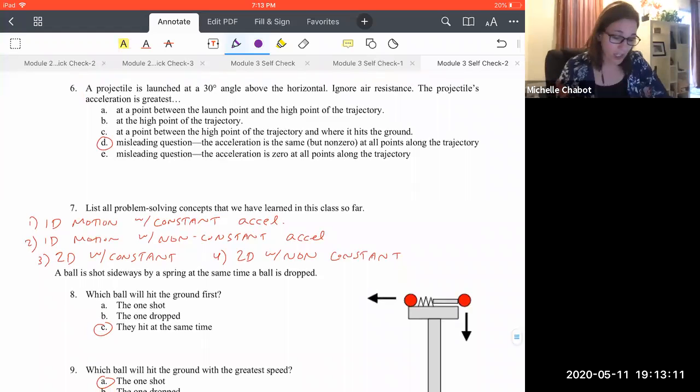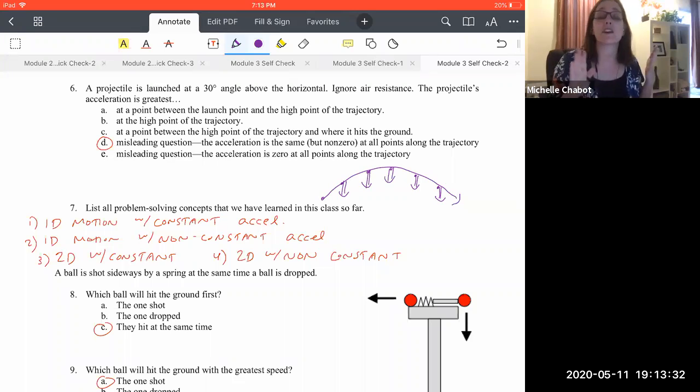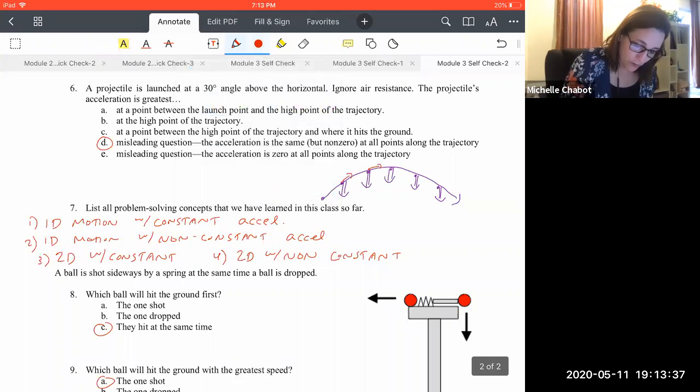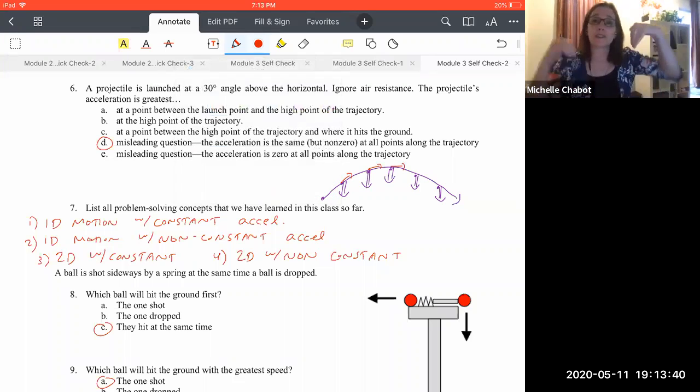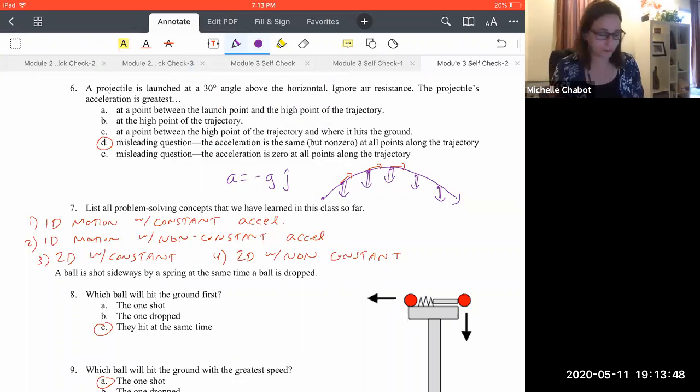6, projectile launched at 30 degrees above the horizontal. Projectile's acceleration is greatest, and this is a trick question because the acceleration at all points is the same. It's the constant downward acceleration at all points. The velocity at any given point would be tangent to this motion. But the acceleration is this nice constant downward negative g j hat.